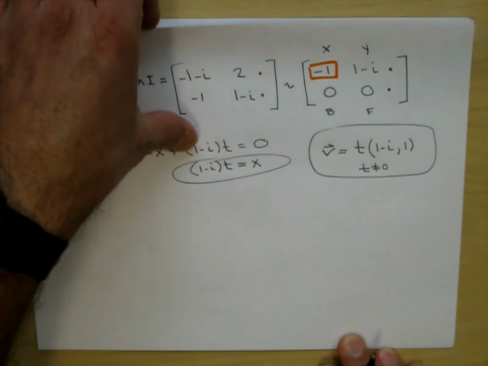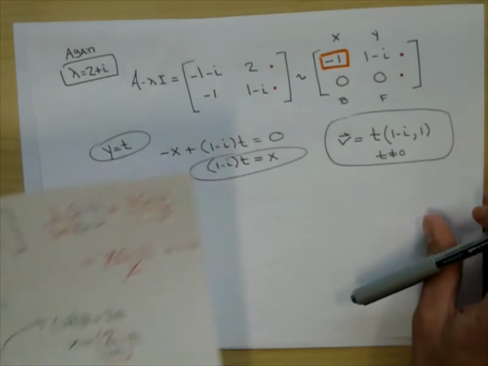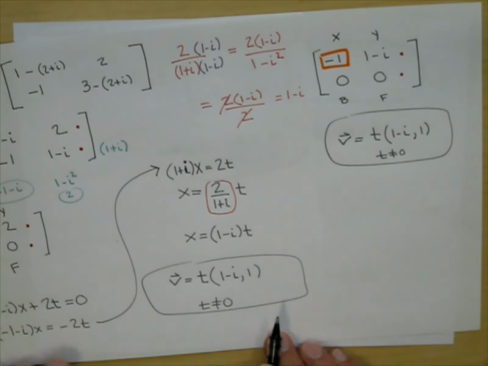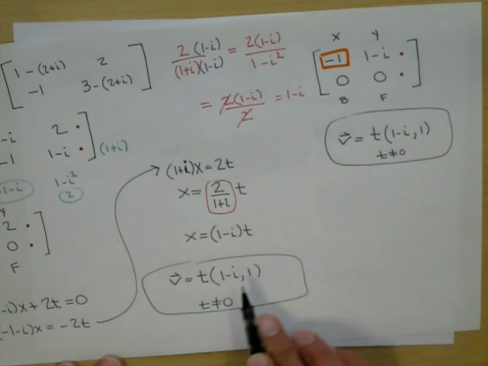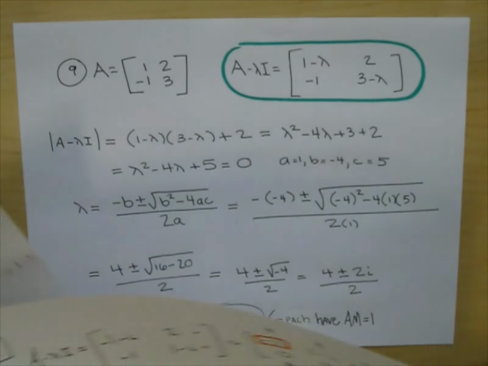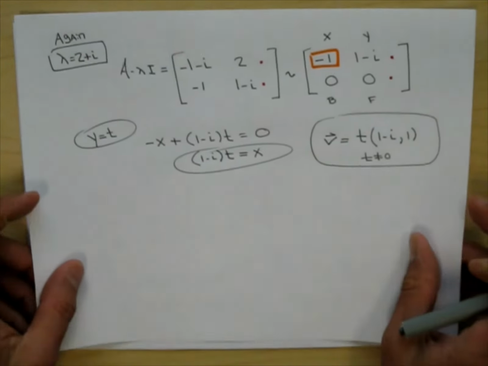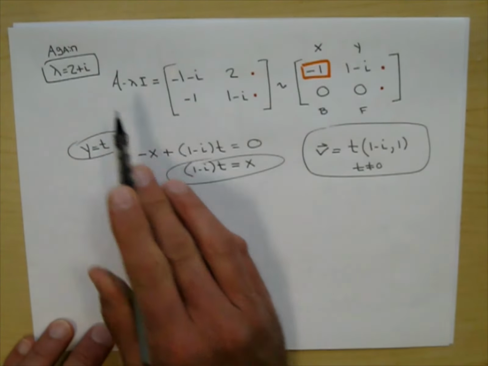So let's compare that with what the answer was the last time. It looks exactly the same. So the bottom line is, what is the bottom line? I don't know. I mean, we didn't finish the problem because we still have to go 2 minus i.